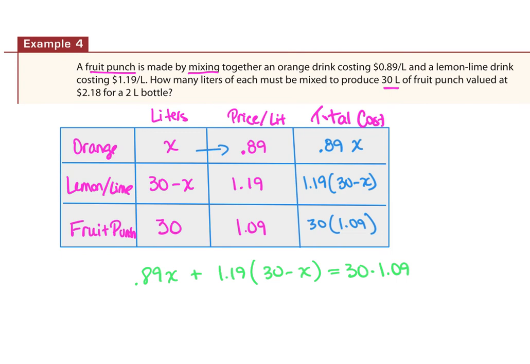Now, personally, I would get rid of my decimals, but if you're using a calculator, it probably doesn't matter. I would bump all those over and make that 89, 119, and 109. That's just me, because I don't like decimals, but you don't have to. At this point, we're just solving. We're going to distribute.